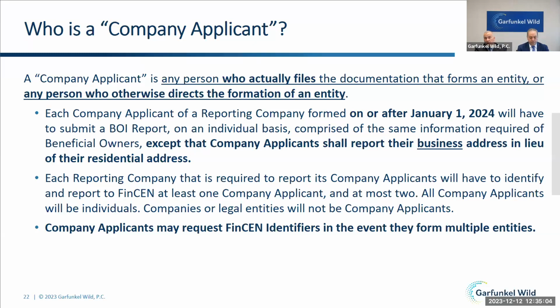Now, as we mentioned, the company applicant's information is somewhat similar to the information for a beneficial owner. However, the company applicant information can contain a business address. So we, as a law firm, the lawyers that work with you in connection with formation, are going to obtain FinCEN identifier numbers, and we will be able to make those available to you for the population of your BOI reports.